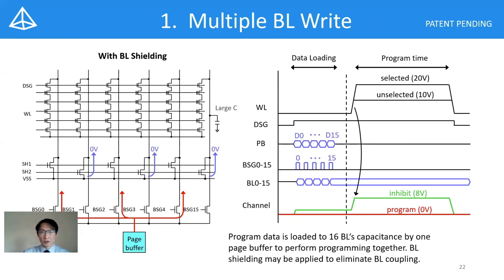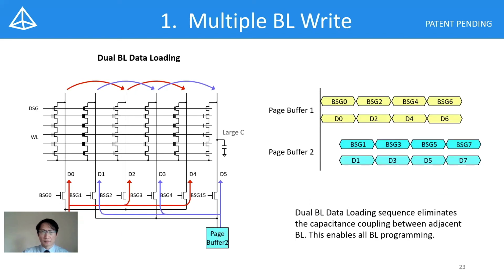The first solution is called multiple binary write. A page buffer will load 16 data into 16 bits. The data will be held by the binary capacitance and programmed to 16 cells in parallel. Binary shielding can be used to eliminate the binary coupling. But binary shielding will reduce the program throughput by 1/2.